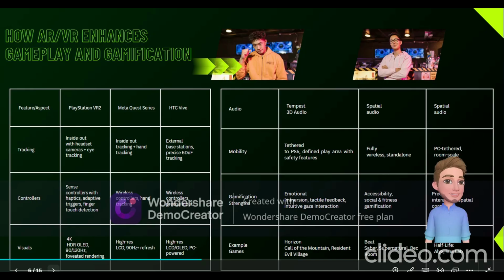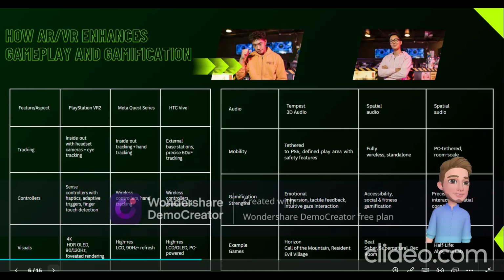And coming to gamification and strengths, PlayStation VR 2 offers emotional immersion, tactile feedback, and accessibility. The MetaQuest series offers different kinds of social and fitness gamification. And precision is higher in the case of HTC Vive. I can give different gaming examples. PlayStation VR 2 uses Horizon Call of the Mountain, Resident Evil Village, etc. MetaQuest uses more famous ones like Beat Saber, Supernatural, and Rec Room. HTC Vive uses Half-Life: Alyx and The Lab.